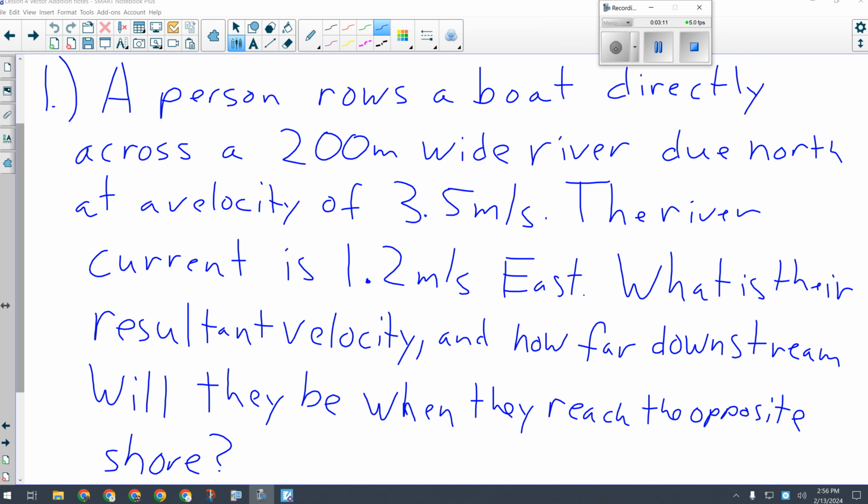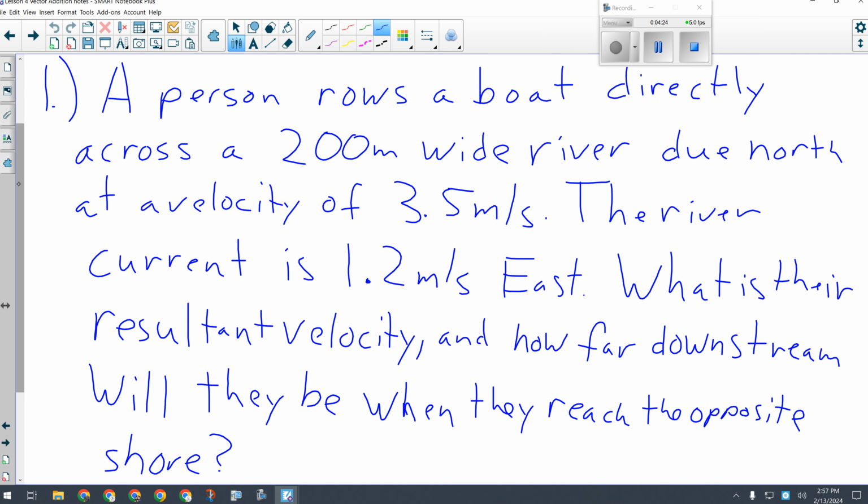So there's two kinds of boat questions. Rowing across questions, where you ironically don't end up straight across the river, and going across questions, where ironically you don't point straight across, but you end up straight across the river. So there's rowing across, where you end up downstream, and going across, where you aim upstream and end up right across. The first one we're going to deal with is rowing across, so you're going to end up downstream. That's what the question says.